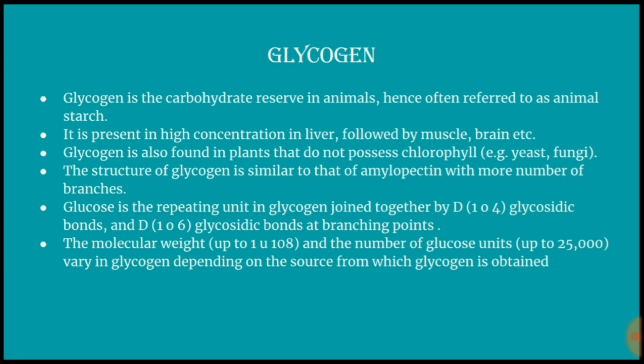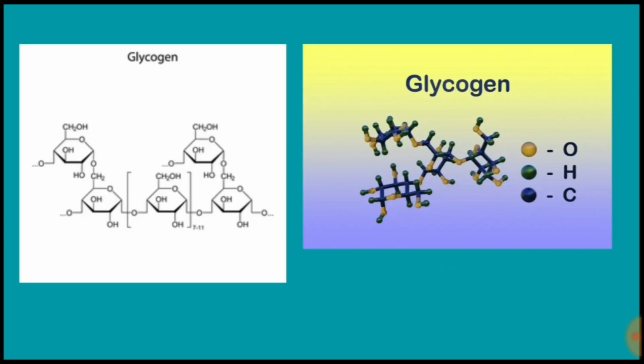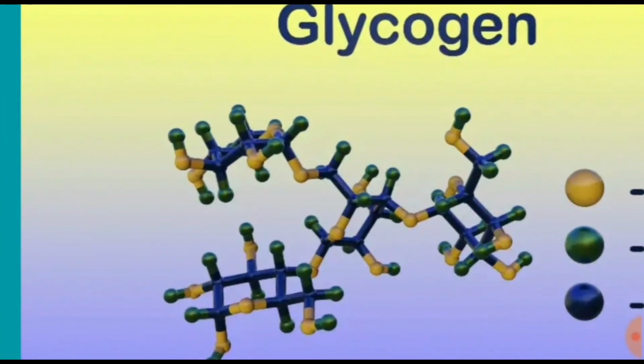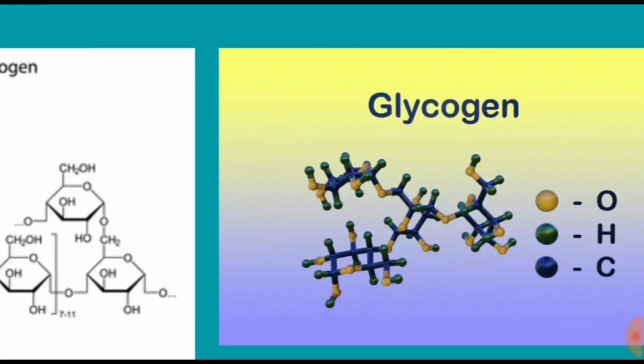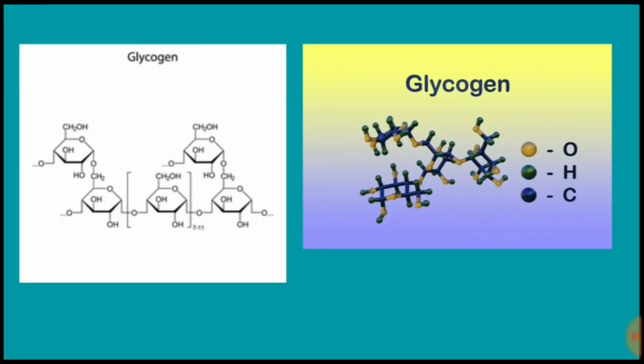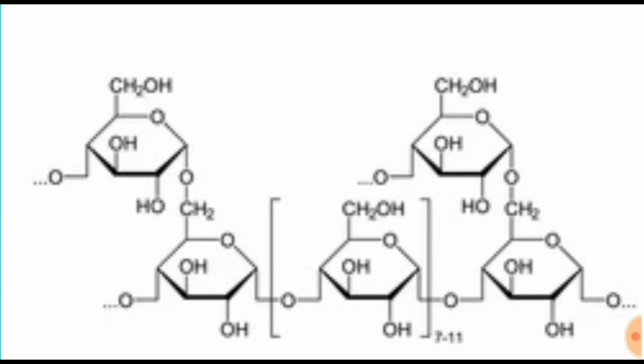The number of glucose units in the glycogen can depend upon where the glycogen is obtained from. So these are the molecular structures of the glycogen. You can see the molecular structure, the hydrogen, carbon and oxygen. So you can see here the C1 to 4 and C1 to 6 linkages.